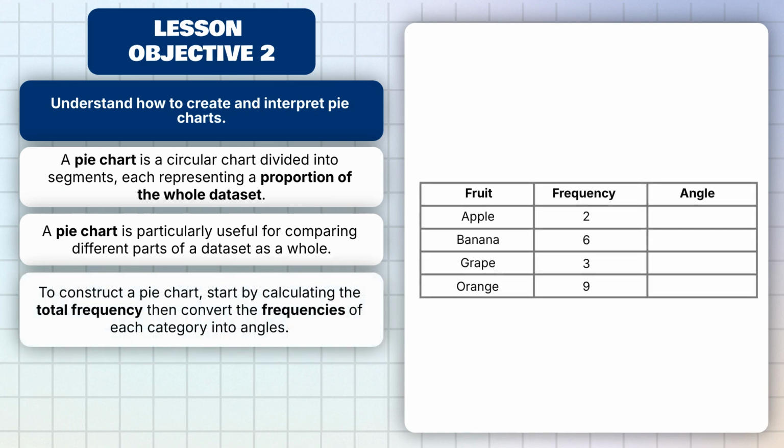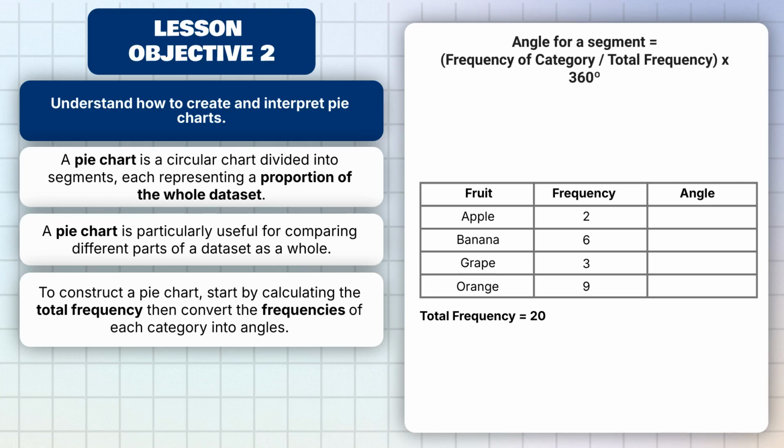To construct a pie chart, start by calculating the total frequency, which is the sum of all individual data points. Then convert the frequencies of each category into angles. The formula for the angle of a segment is this. Angle for a segment equals frequency of category divided by total frequency times 360 degrees. So fill in the table according to this formula.